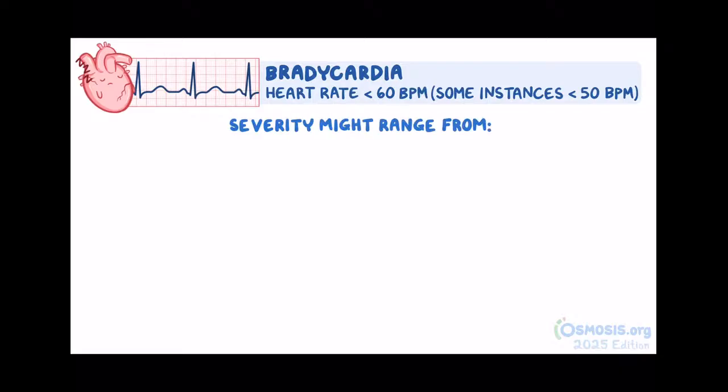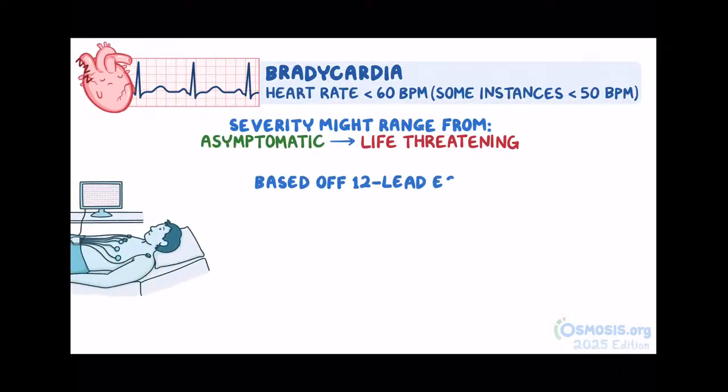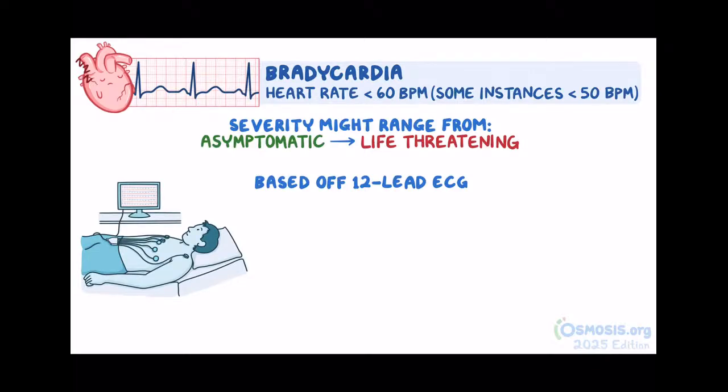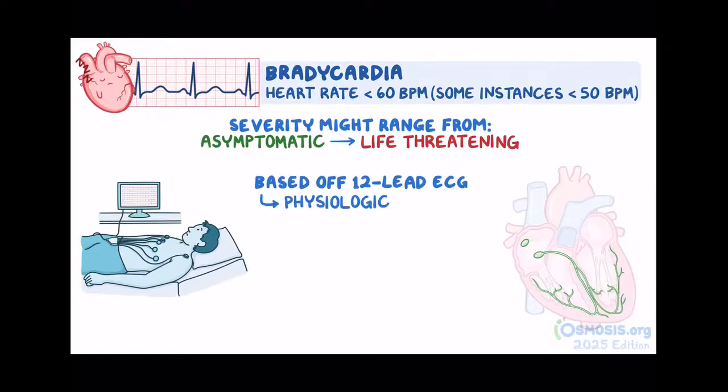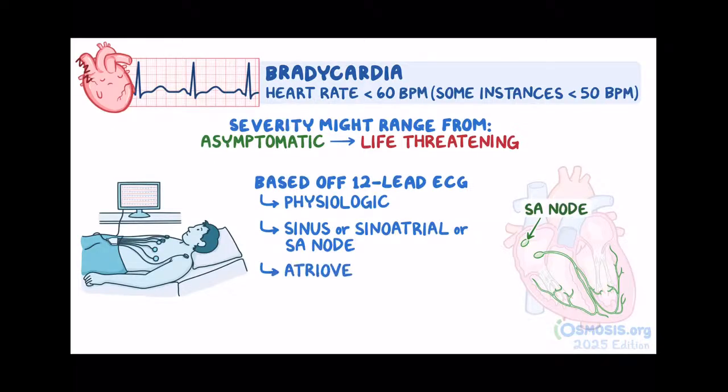The severity might range from completely asymptomatic to life-threatening, and based on 12-lead ECG findings, you can determine if the bradycardia is physiologic, or if it's due to sinus or sinoatrial or SA node dysfunction, or even atrioventricular or AV node dysfunction.